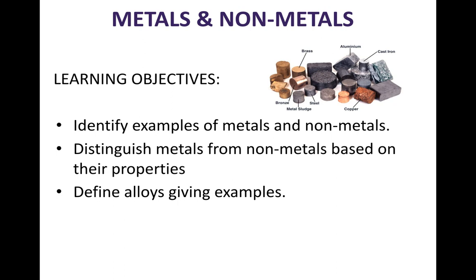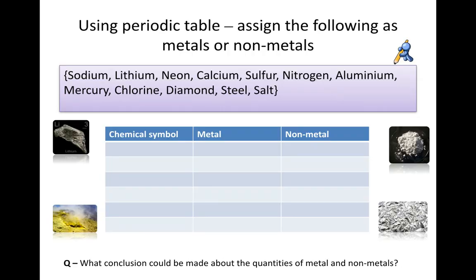Okay, now, one of the activities that I'd often start off with here is this activity, where you'd use the periodic table to assign the following as metals or non-metals. If we look at our list of examples, there are elements and there appear to be compounds and molecules as well. So we'll start off and use our periodic table.